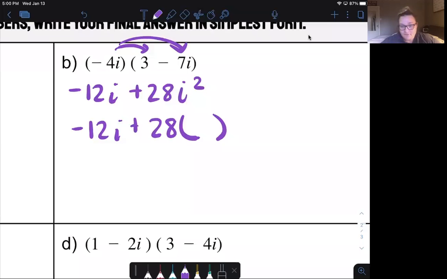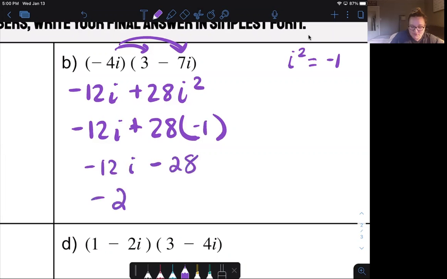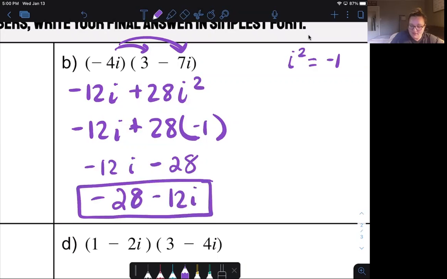All right, so negative 4i times 3 is negative 12i. Then negative 4i times negative 7i. Negative 4 times negative 7 is positive 28. i times i is i squared. Now what can I replace i squared with? i squared is equal to negative 1. So I'm going to replace i squared with negative 1. So this is really 28 times negative 1, which is negative 28. I want to make sure I write that integer piece first, followed by the i. So negative 28 minus 12i should be your final answer.